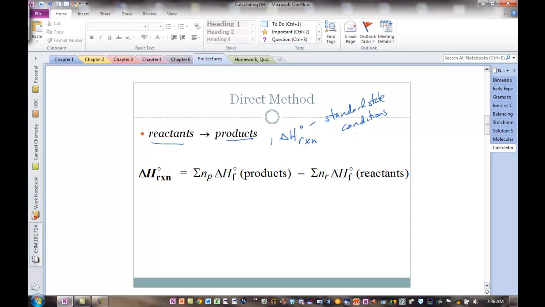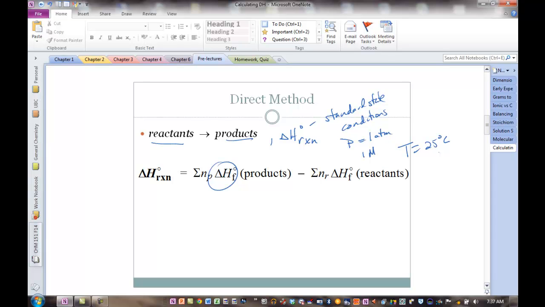If you have a gas, the pressure of the gas is 1 atmosphere. If you have a solution, it's going to have a concentration of 1 molar. Typically, all these values that we're looking at, these delta H formation values, are measured at a temperature of 25 degrees Celsius. That doesn't have to be the case, but that's the standard temperature at which these are measured. But gases at 1 atmosphere pressure, solutions are 1 molar. That's what we mean by standard state conditions.